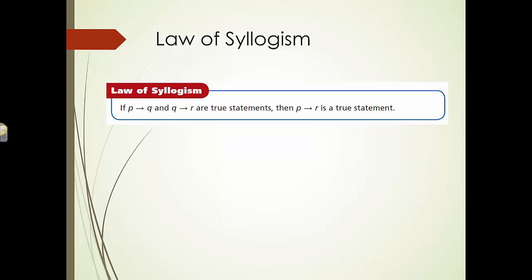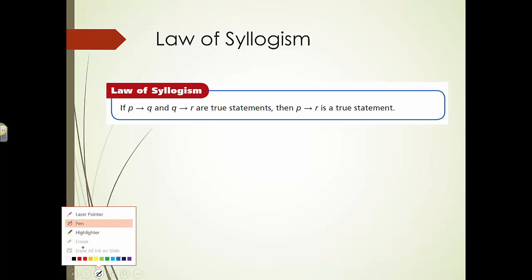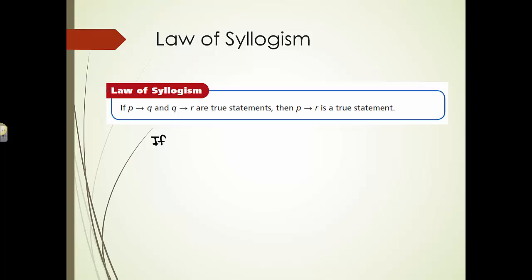All right, the second law, and this is the last law actually, it's called the Law of Syllogism. Funny word for a simple concept that you guys use all the time. And the Law of Syllogism says, if P implies Q and Q implies R, then P implies R is a true statement. So here's what that would look like.